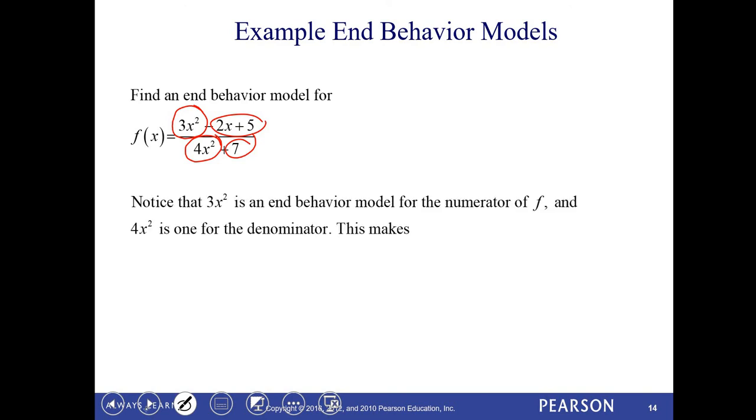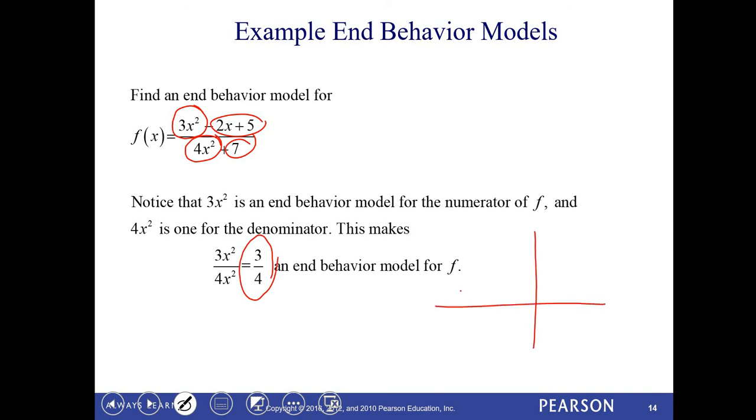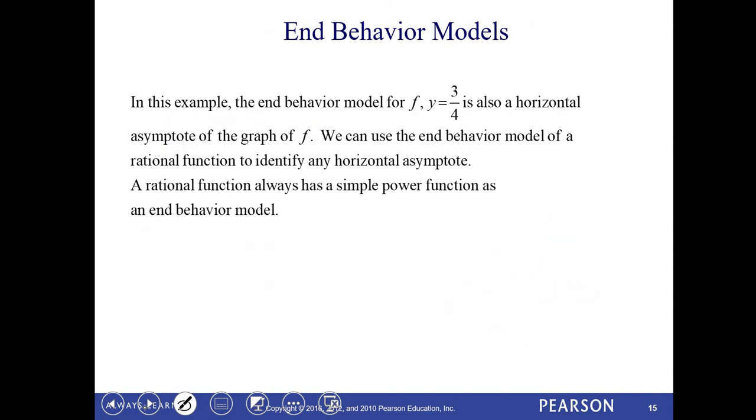So 3x squared is an end behavior model for the numerator, 4x squared is one for the denominator, therefore 3/4 is an end behavior model, and this function, if we graphed it, would have a horizontal asymptote at 3/4, and whether it approached from the top or the bottom, it's going to still approach that value of y equals 3/4, and it's going to do it on this end as well. Now a whole lot of stuff might happen in between, but all we care about is that it's going to approach that line from the left and the right, either the top or the bottom, I don't know which until I graph it, and so this is my end behavior.